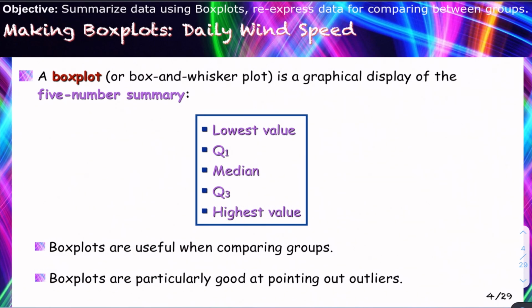A box plot, or some of you might see it called a box and whisker plot, is a graphical display of the 5-number summary. As we saw in the last chapter, the 5-number summary is the lowest value or the min, Q1, Q2, which is the median, Q3, and the highest value, which is the max. Box plots are useful when comparing groups of data. Also, box plots are particularly good at pointing out outliers.